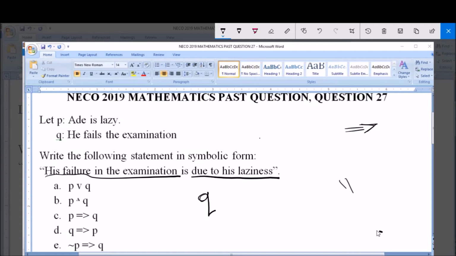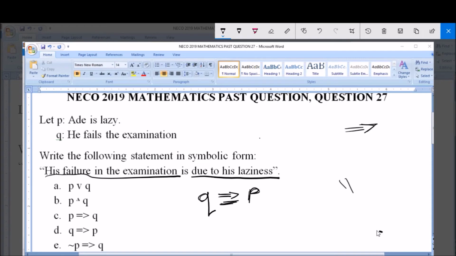Ade is lazy. So simply we can say Q implies P. His failure in the examination, which can also be written as he fails the examination because of his laziness, simply means that statement Q, he fails the examination, implies P, that is, it is because of his laziness that he failed the examination. So Q implies statement P.